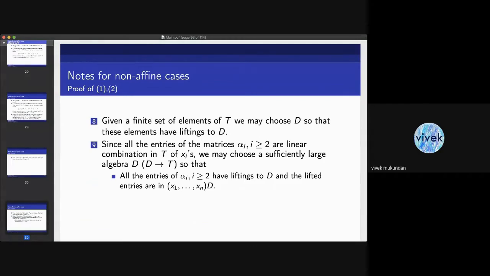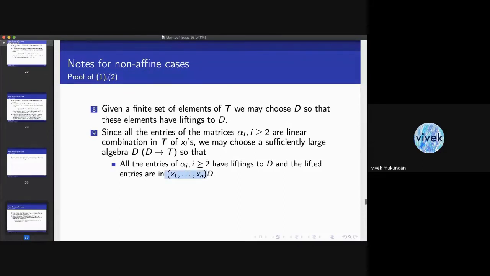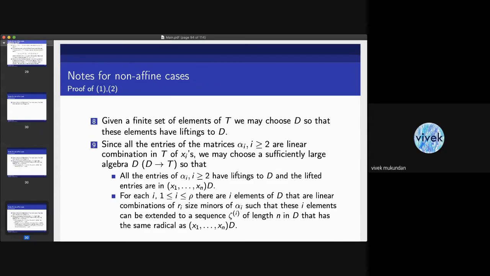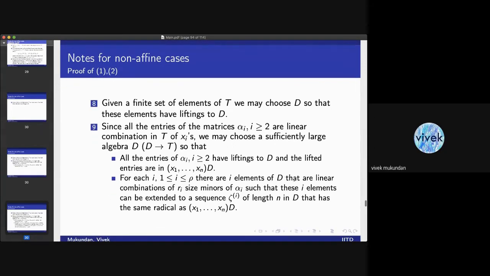So since all of these entries are linear combinations of the xi, we may choose a sufficiently large permissible algebra D. Permissible means that it comes via the Artin-Rotthaus theorem, so that the entries of the alpha i's have liftings to D, and the lifted entries are inside x1 to xd. Remember that x1 to xd forms a regular sequence inside D, again as a consequence of Artin-Rotthaus. You can also make sure that the i elements that are linear combinations of the Ri size minors of alpha i can be extended to a sequence of length n in D.